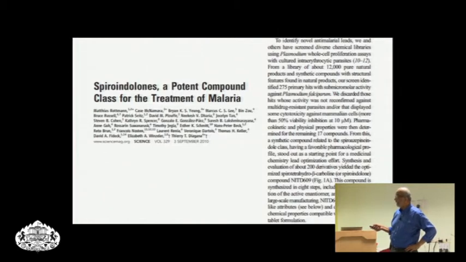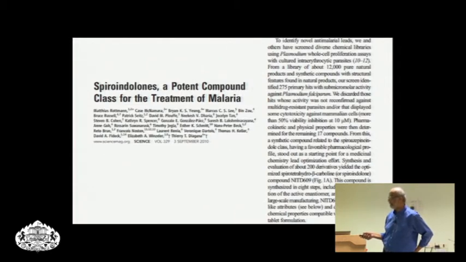winter school. To identify novel antimalarial leads, we and others have screened diverse chemical libraries using Plasmodium whole-cell proliferation assays with cultured erythrocytic parasites. From a library of about 12,000 pure natural products and synthetic compounds with structural features found in natural products, our screen identified 275 primary hits with submicromolar activity against Plasmodium falciparum. We discarded those hits whose activity was not reconfirmed against multidrug-resistant parasites and/or that displayed cytotoxicity against mammalian cells, more than 50% viability inhibition at 10 micromolar. So if they were cytotoxic at 10 micromolar or less, they were discarded.